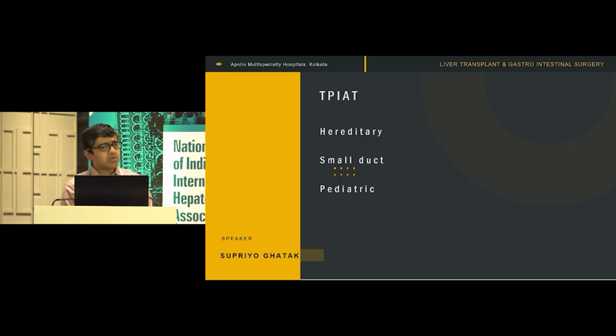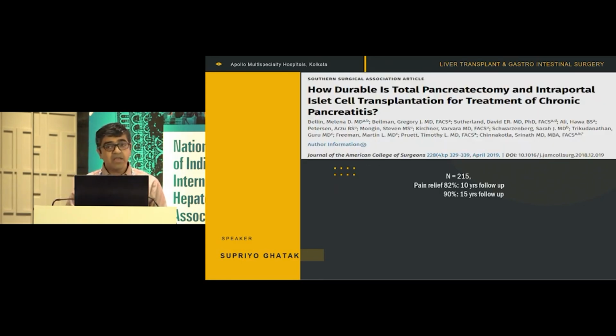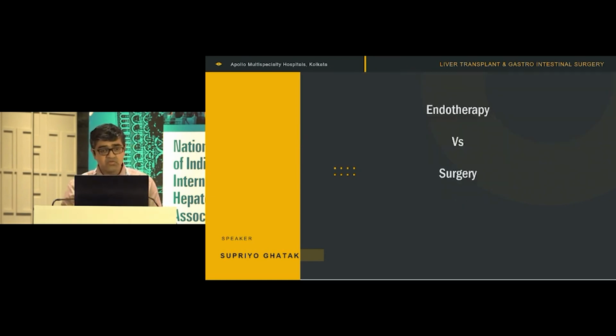In these cases, total pancreatectomy with islet autotransplantation has been suggested, although done in very selected centers. I have no experience, but I can show you that this is the center of Dr. Srinath from Minnesota, and they have shown that at 15 years, they have very good pain relief of 90%, but they have cautioned that in the toxic group, like the alcoholic group, it should not be done. It should be done more in the hereditary, pediatric group and small duct disease. And 50% of patients did have preserved islet cell function, partial or complete, at the end of 15 years of follow-up.